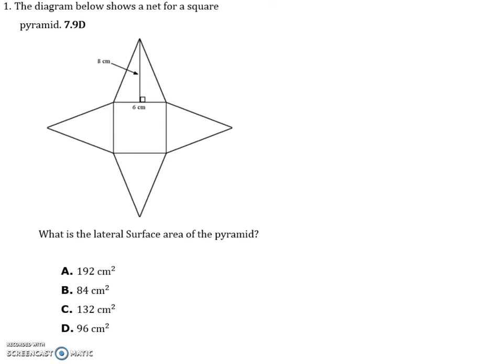Okay, this is the area and volume common assessment corrections. Look at question number 1. The diagram below shows a net for a square pyramid. What is the lateral surface area of the pyramid?